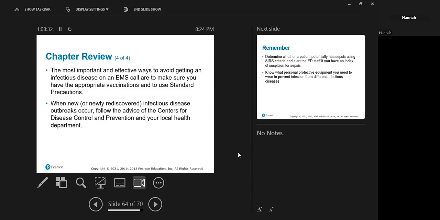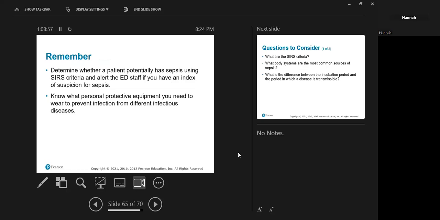Number one priority is your BSI. It's the best thing you can do. When new or really newly rediscovered infectious disease outbreaks occur, follow the advice of the Centers for Disease Control and Prevention and your local health department. Determine whether a patient potentially has sepsis using the SIRS criteria and alert the ED. Know what personal protective equipment you need to wear to prevent infection from different infectious diseases.